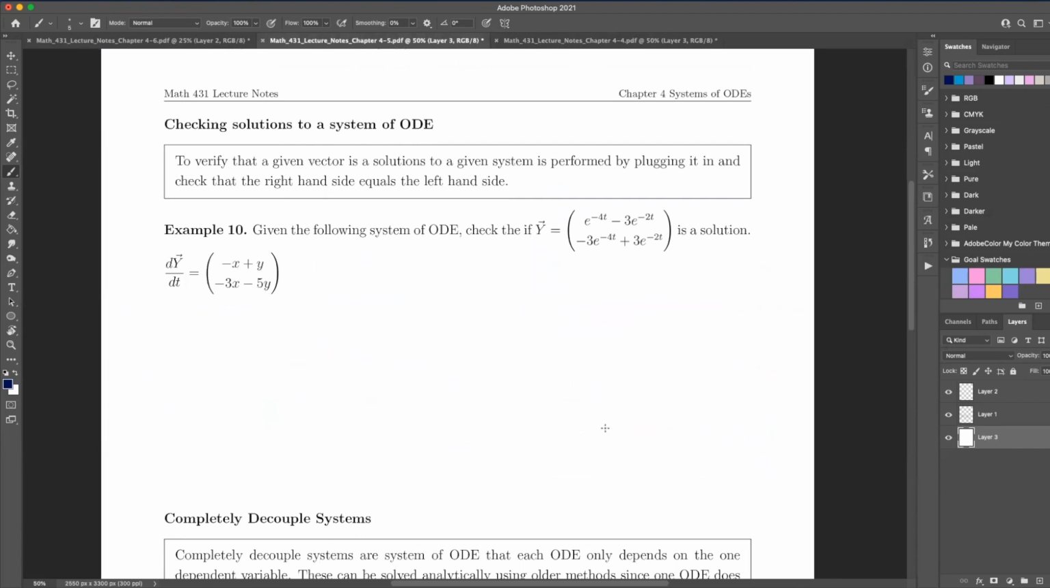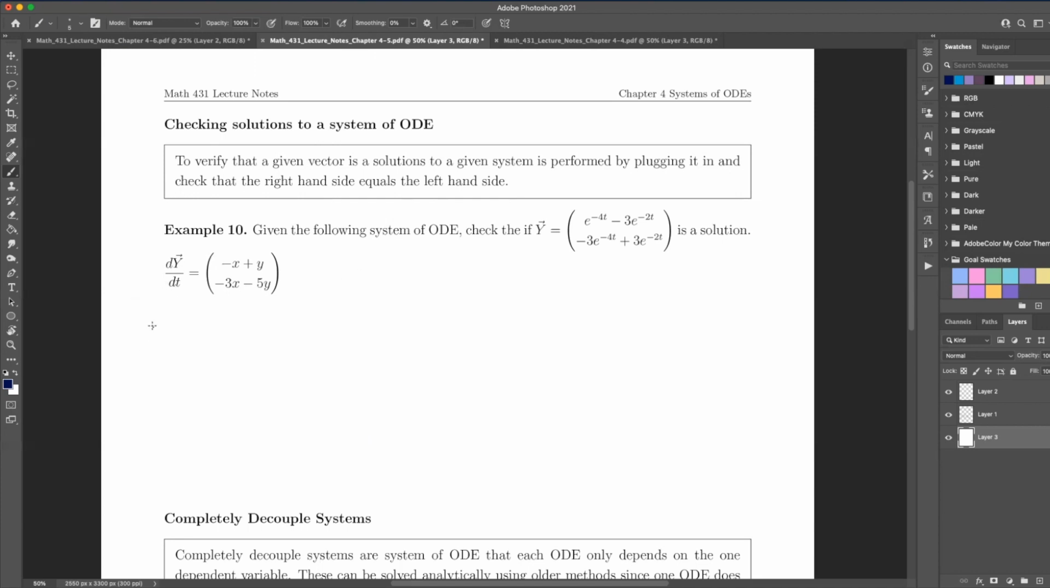All right, so checking solutions of ODE. Here, we're going to have solutions that are going to look vaguely like this, right? And I want to check if this is a solution. So let's just see if certain things are solutions. All right, so how do we do this?